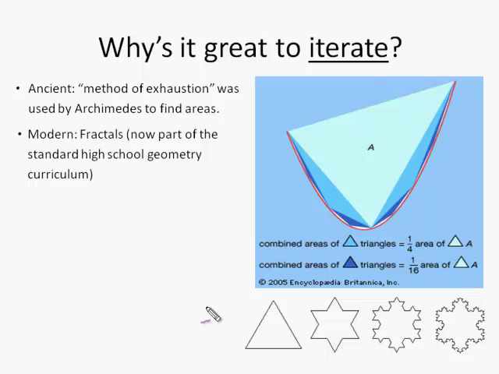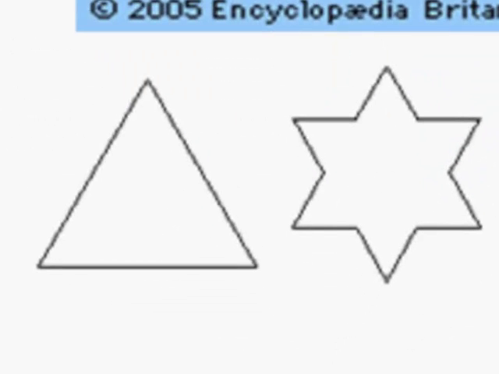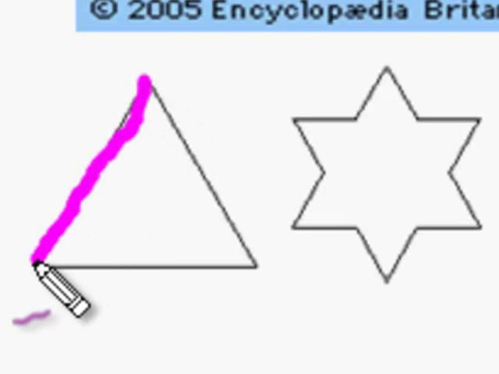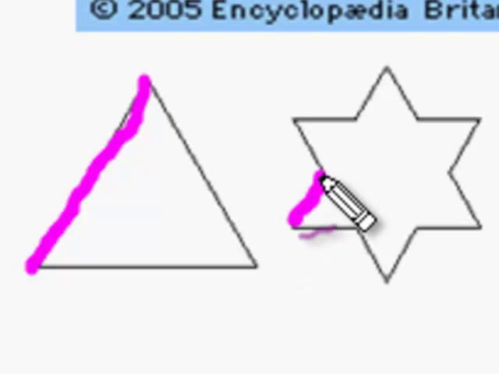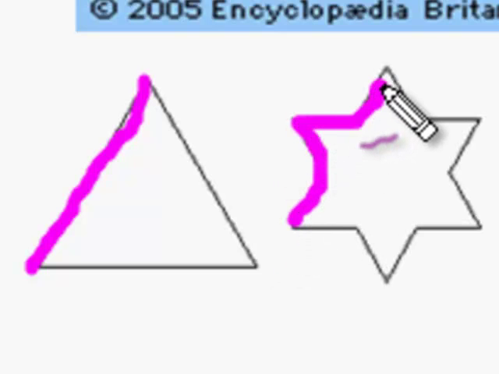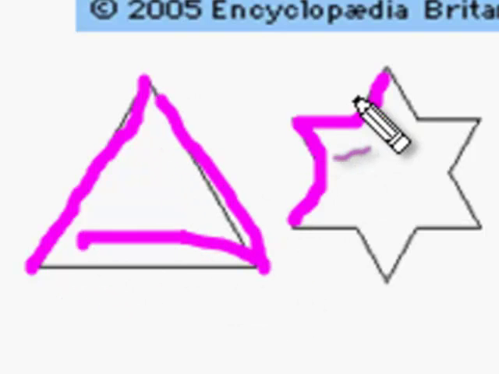All right, iteration is also a modern method. Fractals rely on iteration, and fractals are now part of the standard high school geometry curriculum. Let me remind you how fractals work. This particular fractal is called the Koch snowflake, and the way it's created is first you draw a triangle, then each segment of the triangle you replace with this figure. Basically, it's a segment with a blip in it. And you do that with each of the segments of the triangle. So you get 3 segments with blips. They actually look like another star.